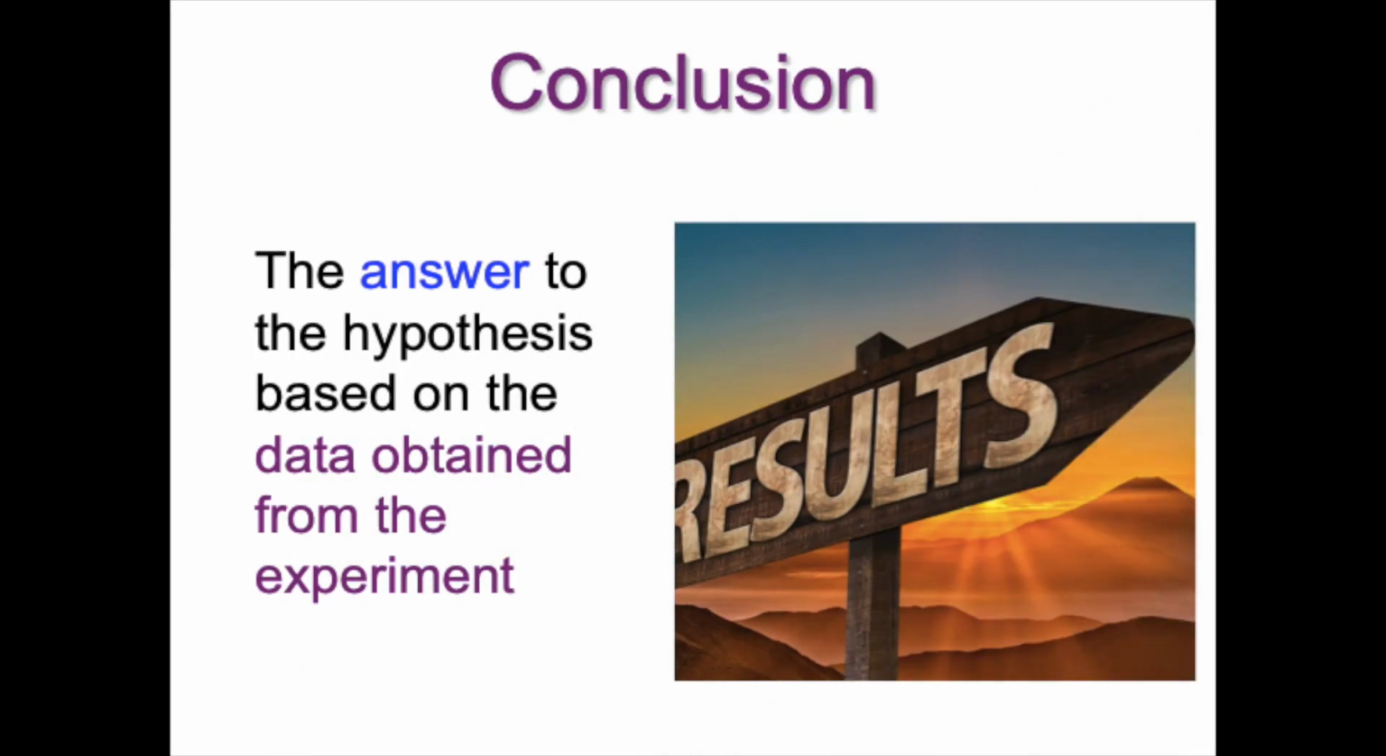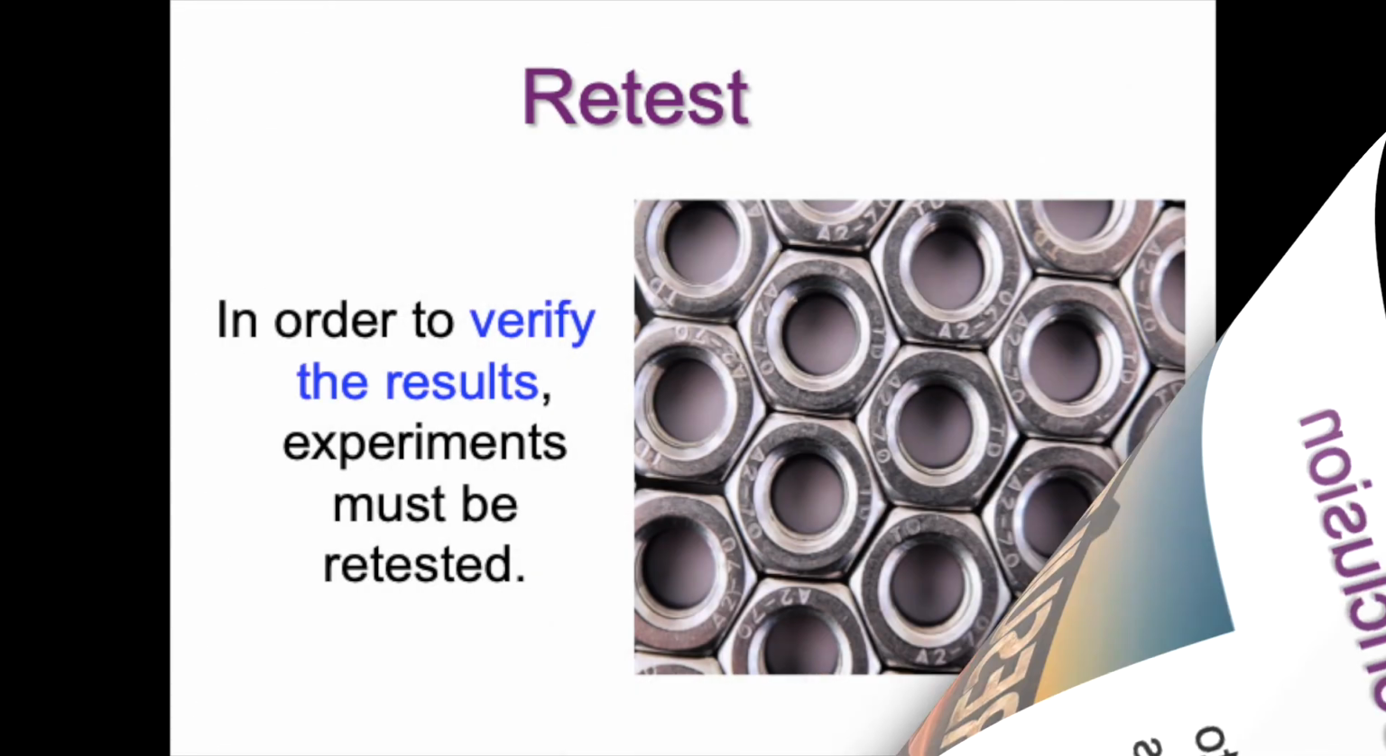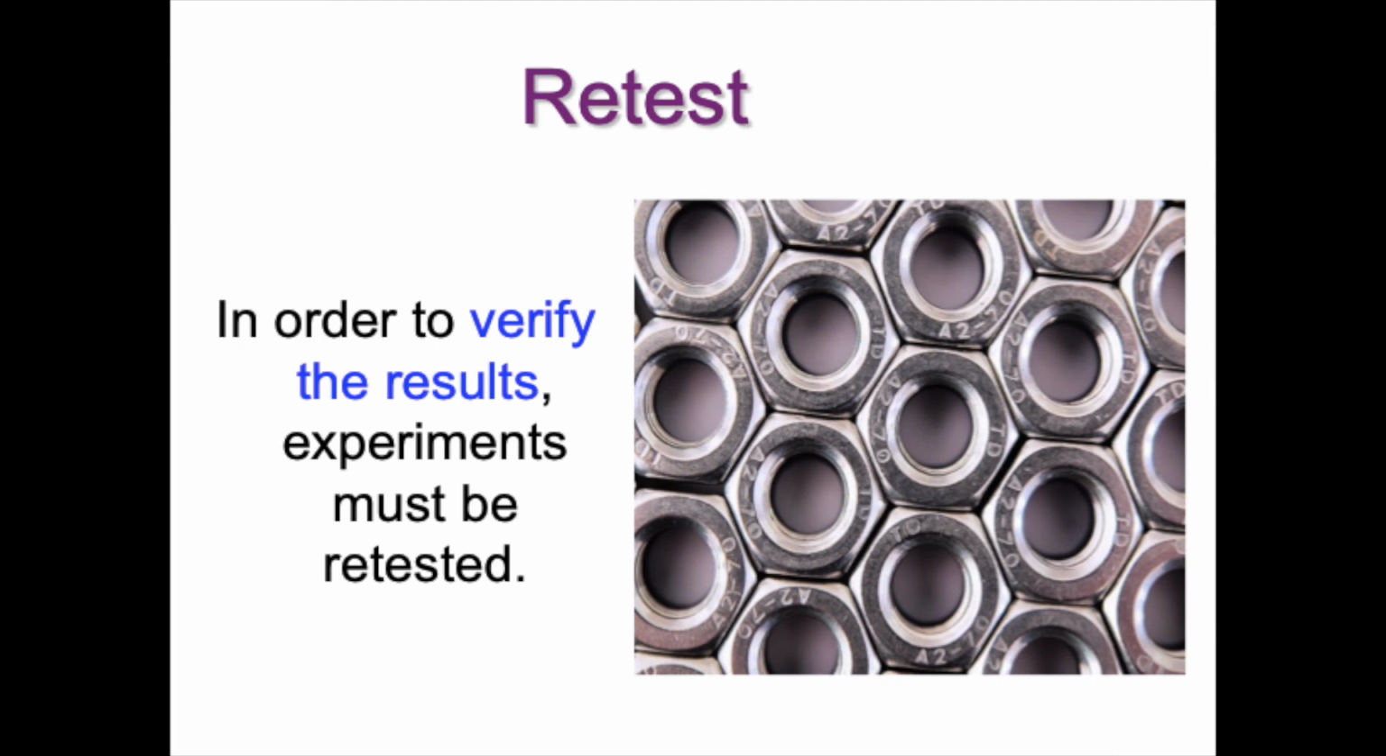Okay, and finally, we have the answer to the hypothesis based on the data that's obtained from the experiment, and that's our conclusion. And of course, that's written in a paragraph, at least paragraph form. And you might think we're finished. We're not finished. To verify the results, that's right, the experiment needs to be tested and retested over and over again. The more data, the better.